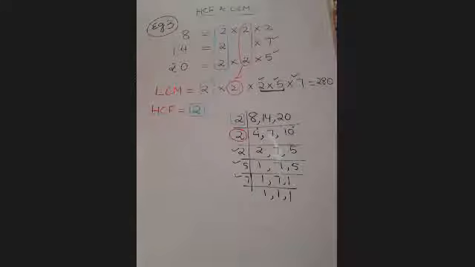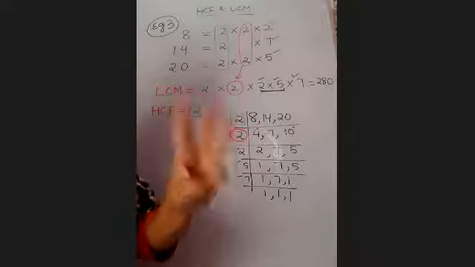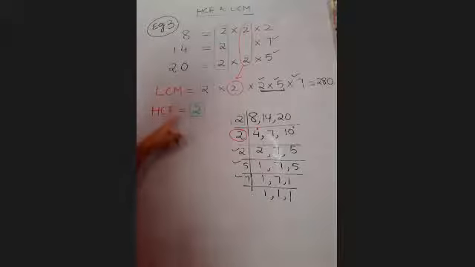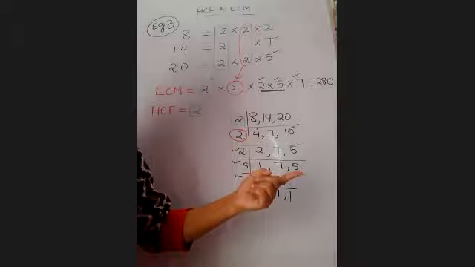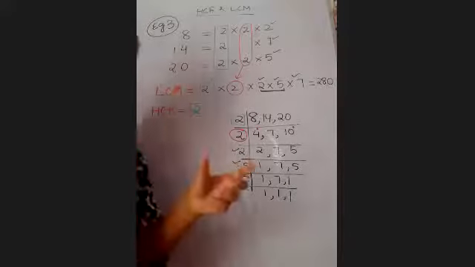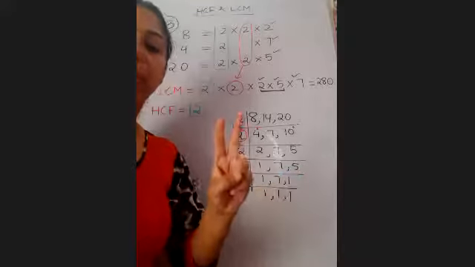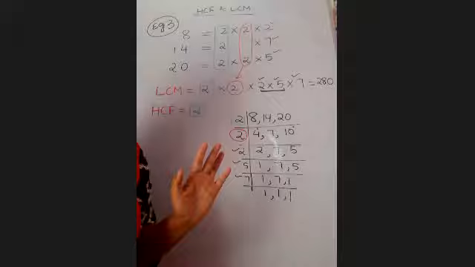Clear, beta? And here we are dealing with 3 numbers. So the product of LCM and HCF will not be equal to the product of these 3. That result is valid only when we are dealing with 2 numbers. Okay? Yes, Ishita, you want to ask something?